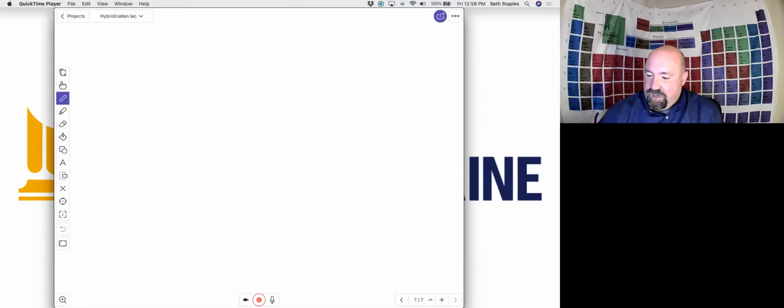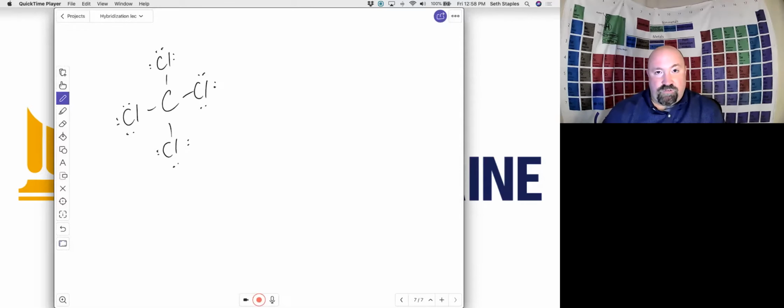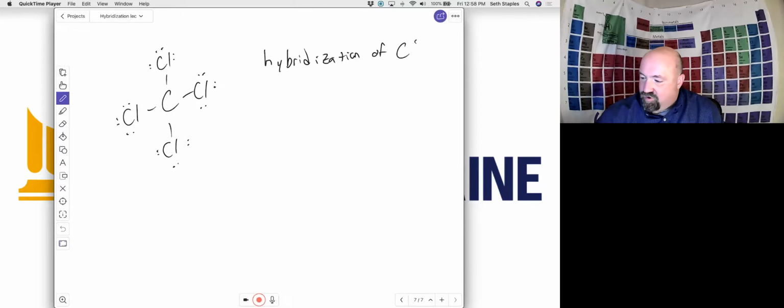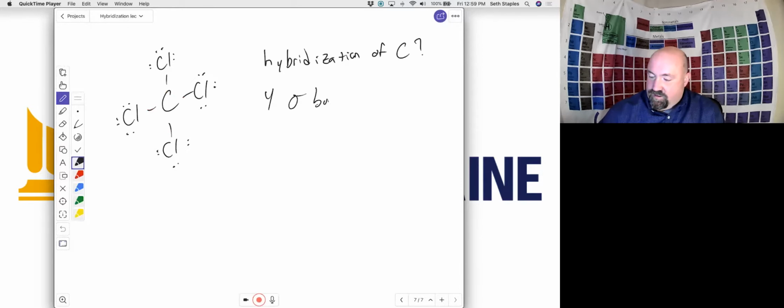And so let's say we have carbon tetrachloride. Here's our Lewis structure for carbon tetrachloride. Very carcinogenic, very nasty type of compound. So there's our Lewis structure for it, though. And if we want to know the hybridization of carbon, the first thing we're going to do is count up how many sigma bonds carbon has. Carbon has 1, 2, 3, 4 sigma bonds, and that's it.